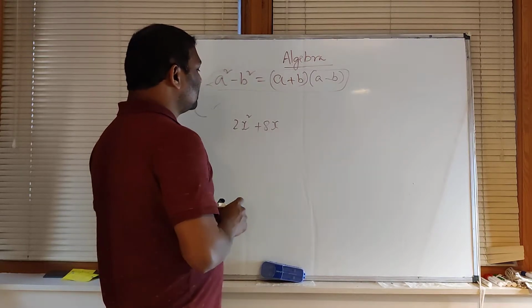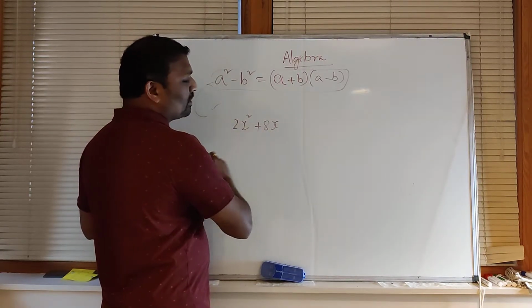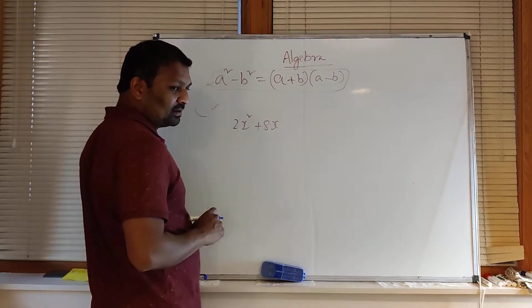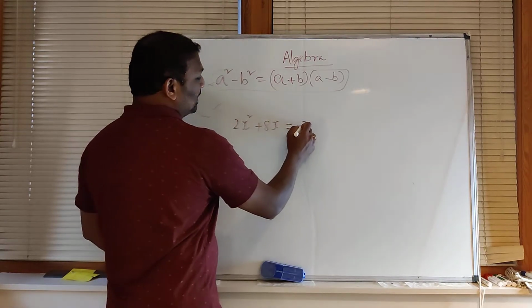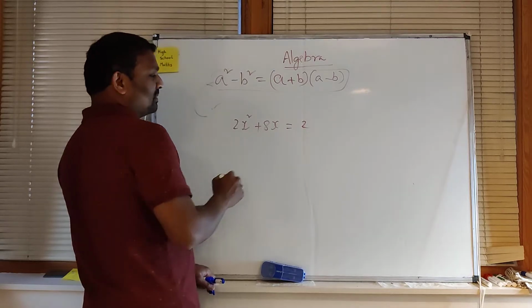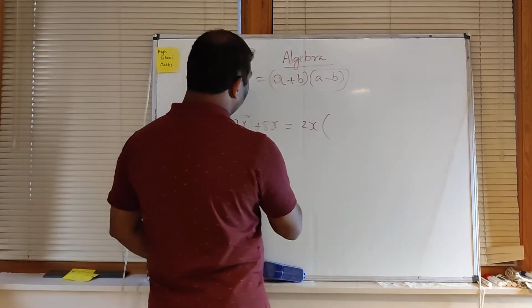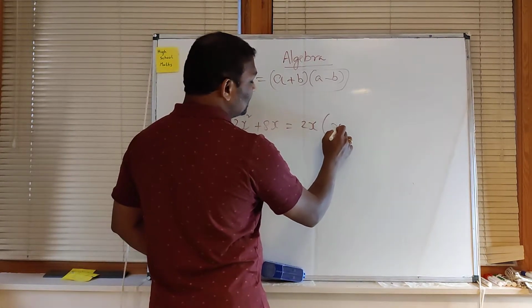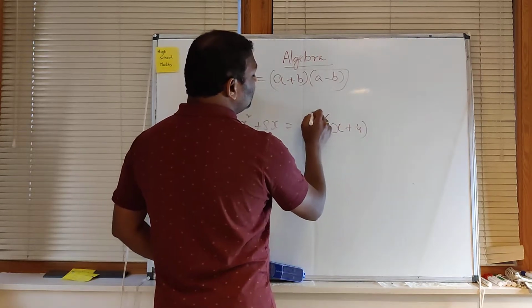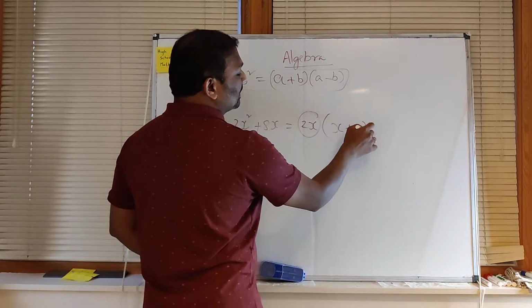So for such kind of things, what is common between these two? Is there anything common? 2 is common. Okay, I agree. Anything else? 2x is common. So take 2x out as the one common, and now x plus 4. These are the two factors. This is one factor and this is another factor.